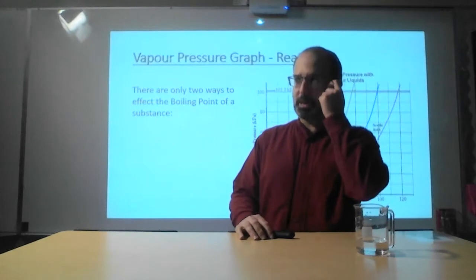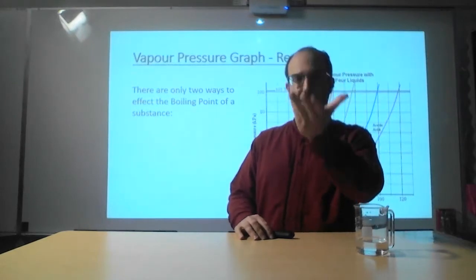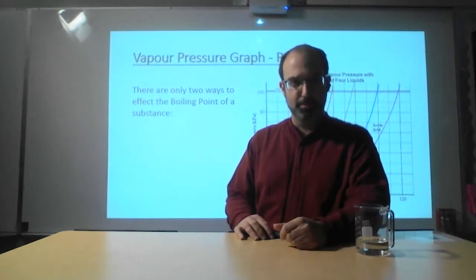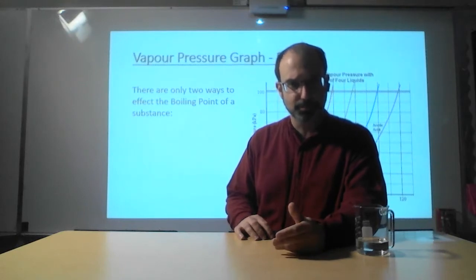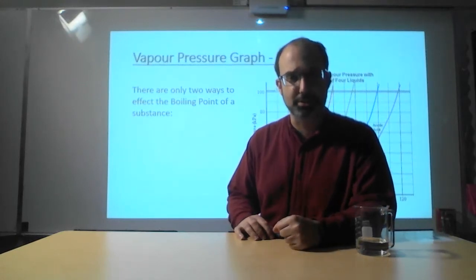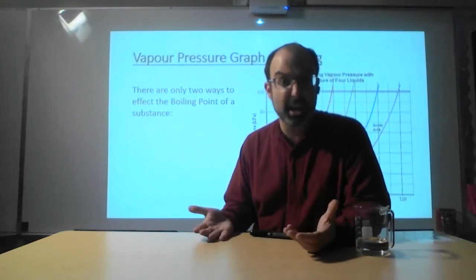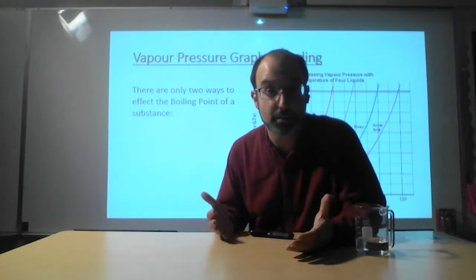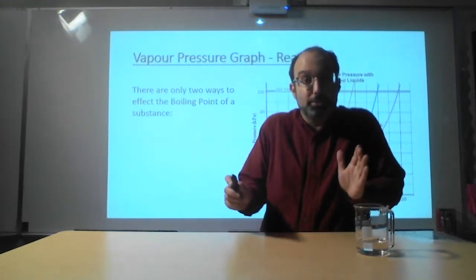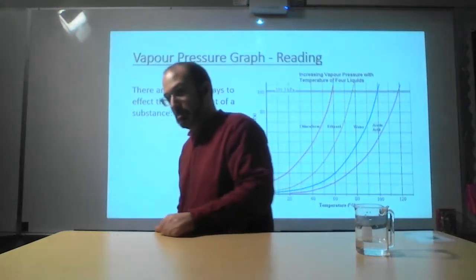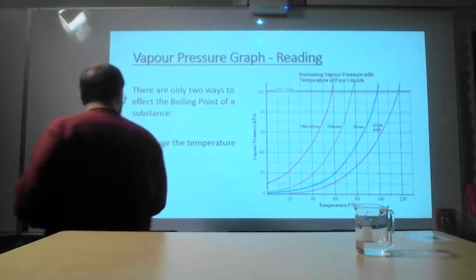Well, how do I change the vapor pressure? I give it more energy. I increase the temperature. How do I change the gas pressure? I add more gas or take it away. That's it. Those are the only two options. How does that look on the graph?